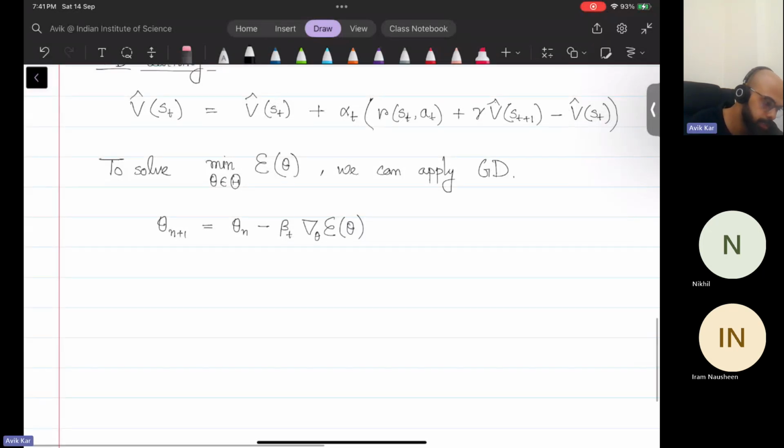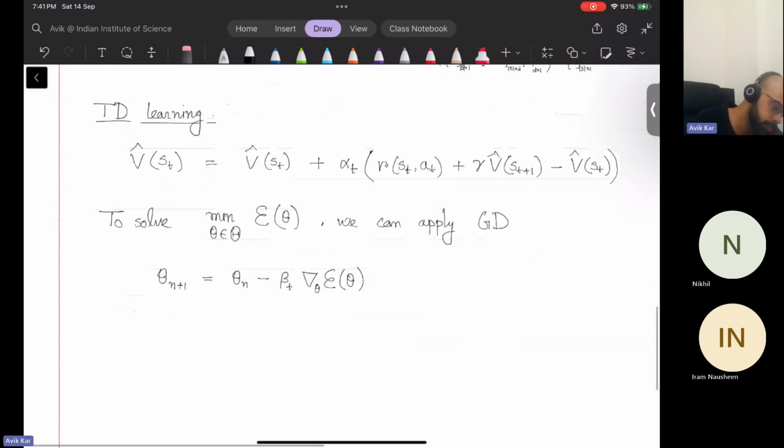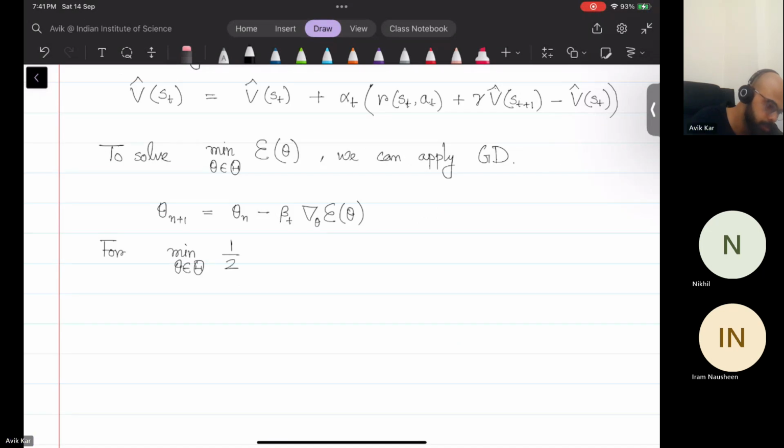So if we consider this E theta to be this objective, then what will be the gradient? So minimize over theta, half of the norm of V pi minus V theta. So if we take the gradient of this objective, then we'll get D pi minus the gradient of V.